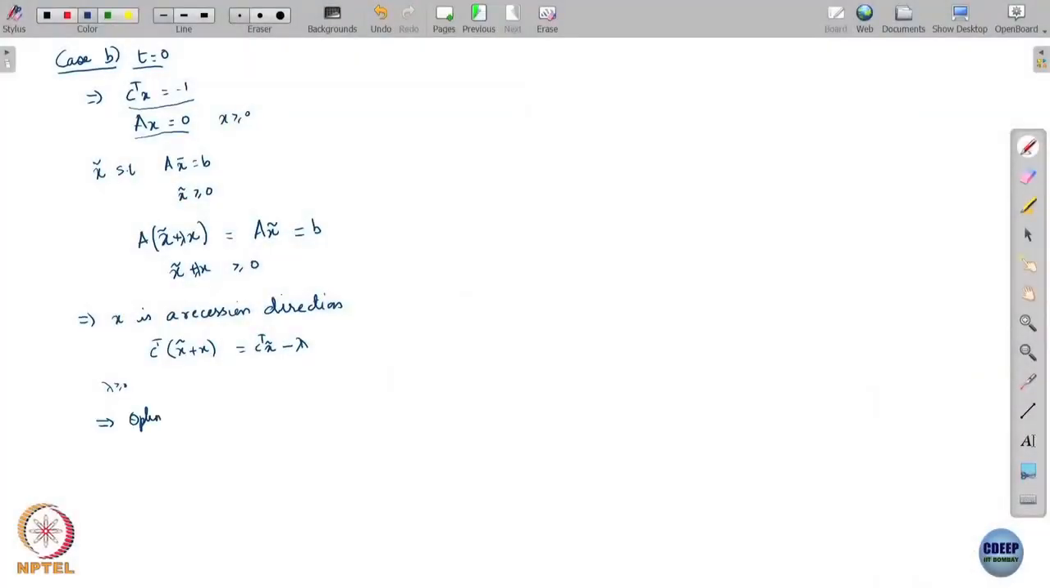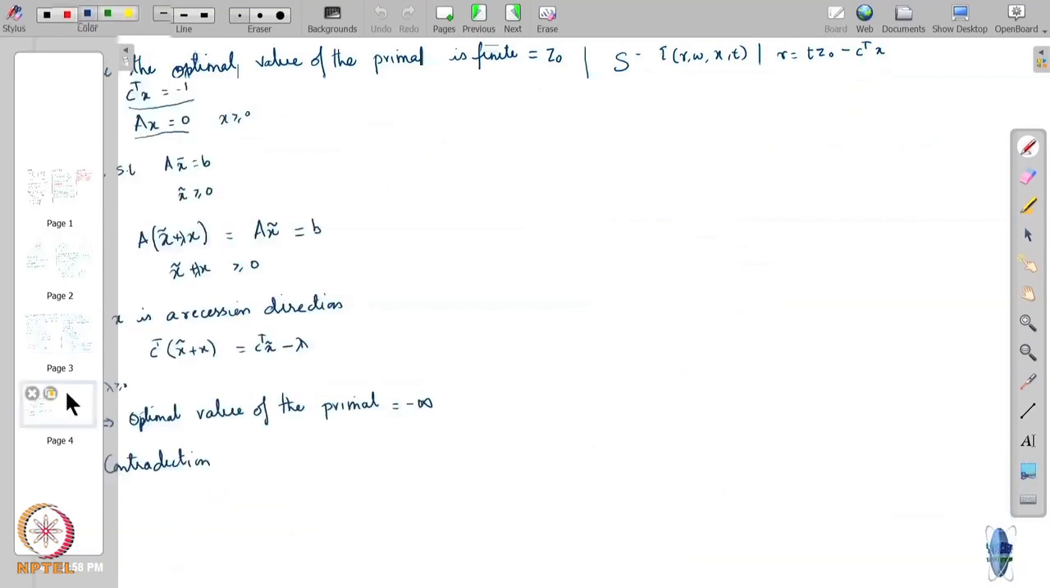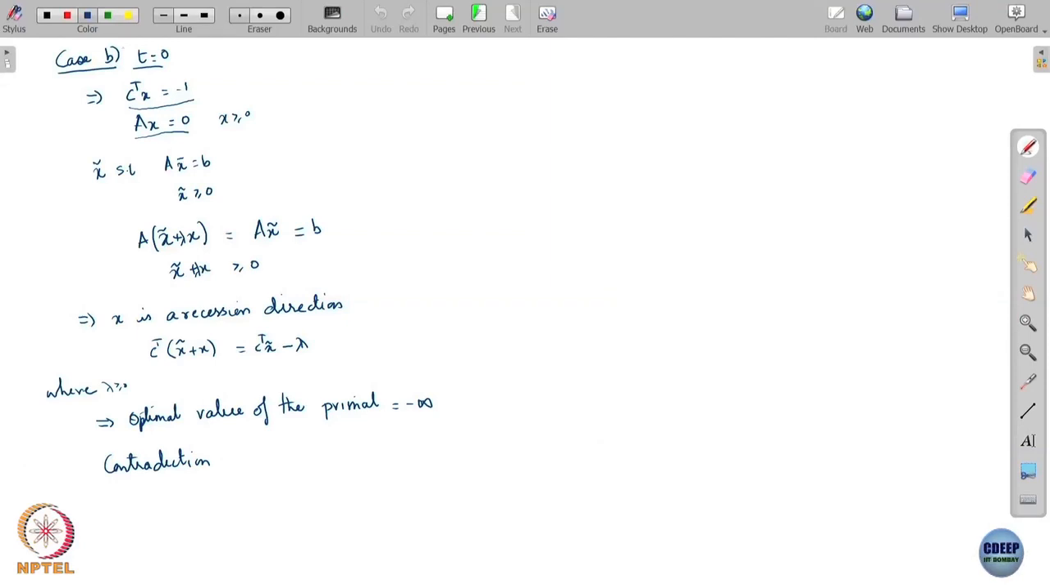Contradicts what? Contradicts the assumption that the primal has a finite optimal value, right. So, the optimal value of the primal is minus infinity, which is a contradiction, since we assume that the primal must have a finite optimal value, which means case B is also not possible, right. So, what have we got so far? We concluded case A is not possible, because in case A you get something better than the optimal, which means you are contradicting optimality. In case B, we are getting that the optimal value is minus infinity, which contradicts that the optimal value is finite.